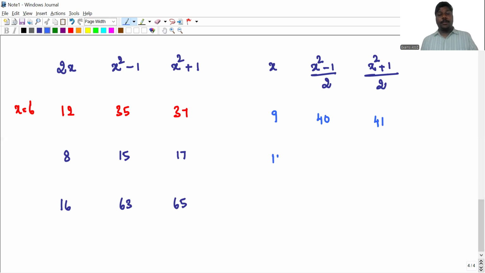If I want the triplet based on 11: 11 square, 121 minus 1, 120 by 2. It's going to be 60. 122 by 2, it's 1 extra, 61. So if you want a triplet based on any number, you can easily find it out by using these formulas. Almost 90-95% of the triplets will be covered. And most of the sums will be asked based on the triplets taken from here only. So now these are the triplets of a right angle triangle, or the 3 sides of a right angle triangle. Always remember, the larger side is the hypotenuse of it.